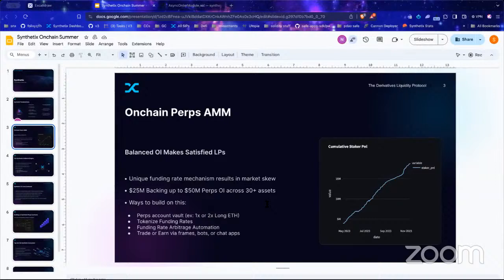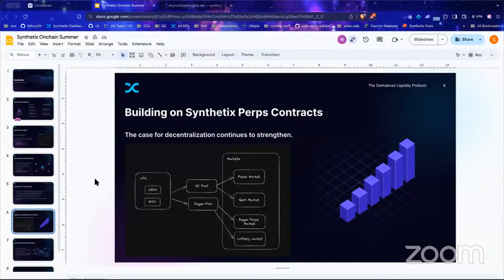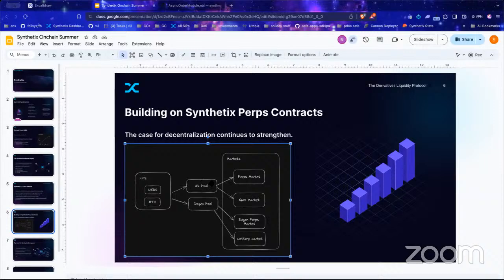So I guess we can talk a little bit about how to build on not just the perps contracts, but how you can build any market. This diagram is very high level. There's a lot more implementation happening under the hood, but similar to what Noah mentioned, you have some LPs that provide collateral. Currently on Base it's only USDC, but we may later have ETH and other types of collateral coming down the pipeline.